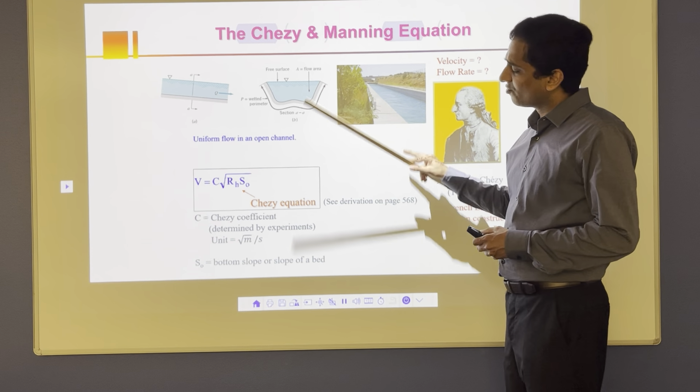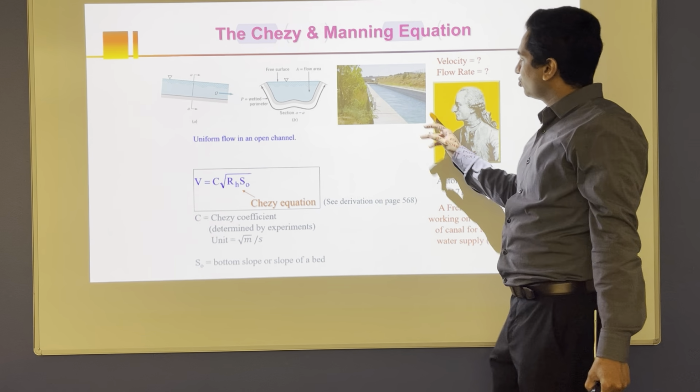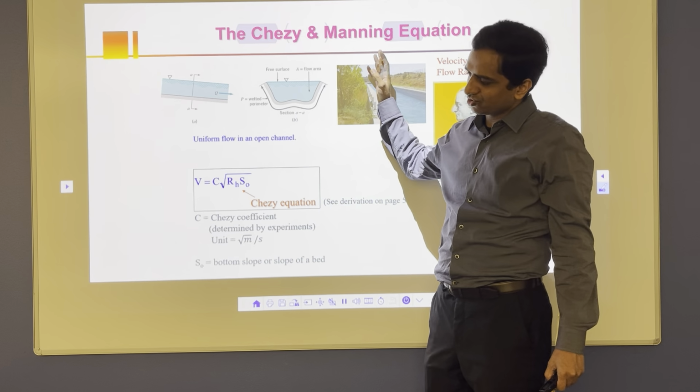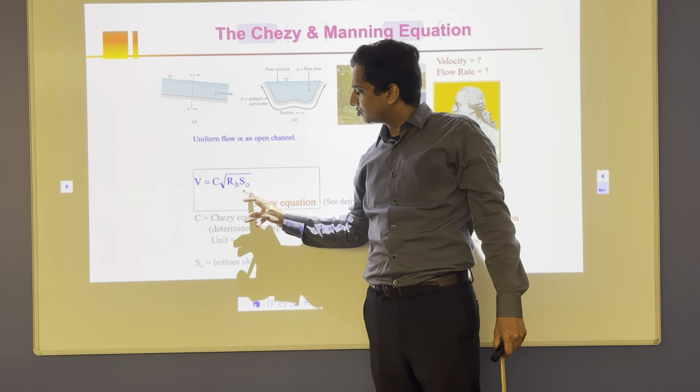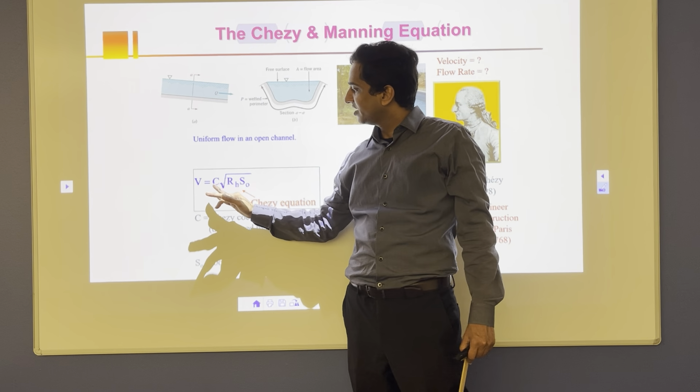Now if you want to know the velocity and flow rate of any open channel flow, you have to use this equation. There are two kinds of equation. One is known as Chezy's equation, another is Manning equation. Chezy's equation, you use that and you can calculate velocity for open channel flow. So this one is open channel flow.